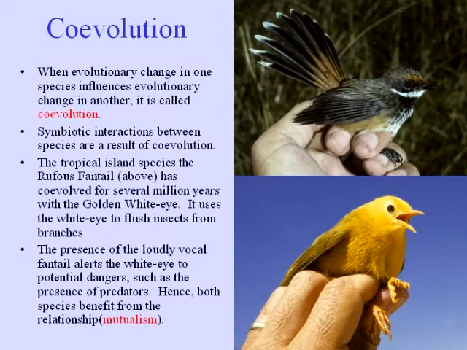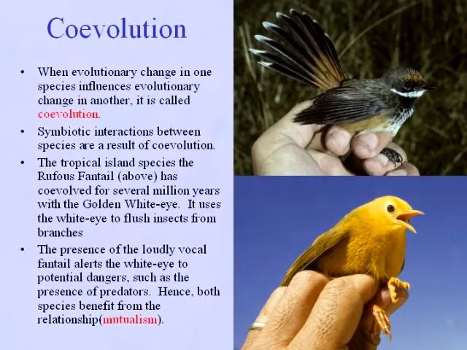and it primarily feeds upon insects that it finds on the undersurfaces of leaves and places like that in the forest canopy. The fantail, in contrast, flutters out from branches and captures flying insects. And so these two species feed in significantly different ways, yet they have, over evolutionary time, learned, I suppose you could say, to feed together.